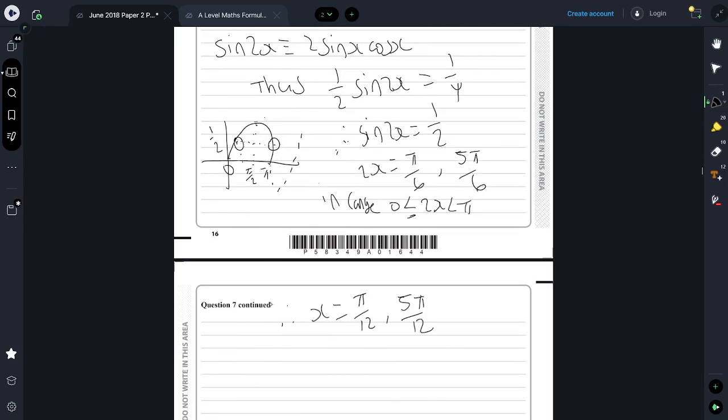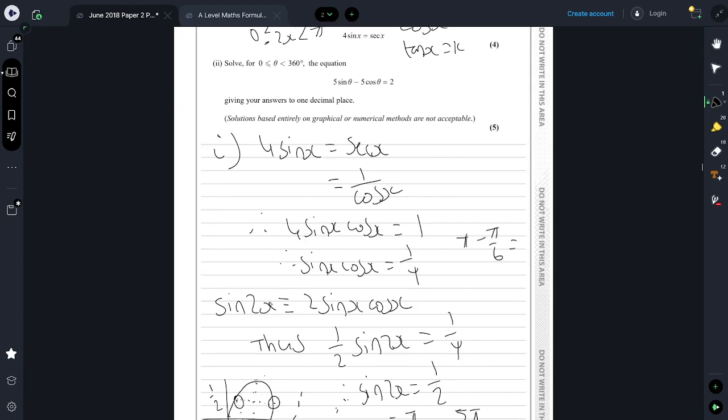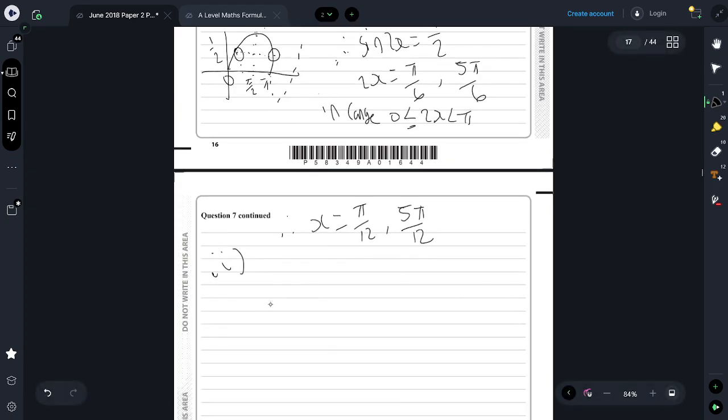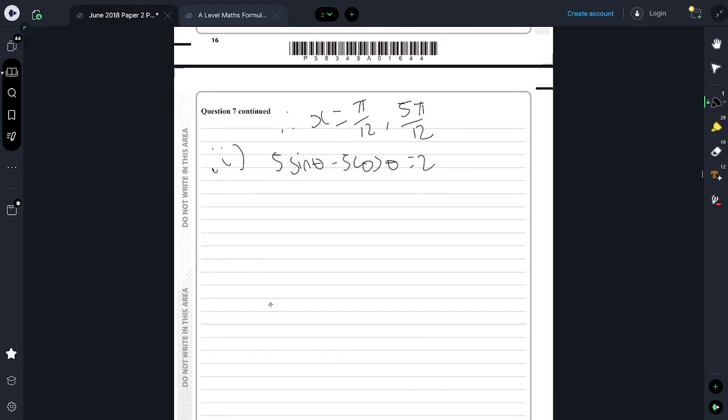Now we've got a different trig equation. So this time we have 5 sine theta minus 5 cos theta equals 2. And again, in exactly the same process, we need to get the equation into the form sin x equals something, cos x equals something, or tan x equals something, or a multiple of them. Okay, so we need to clean this up. But how do we do that?